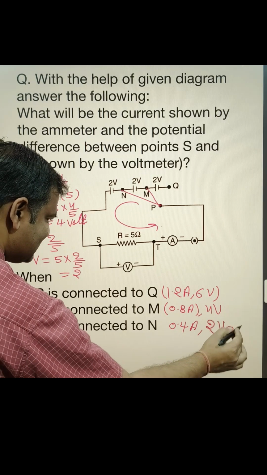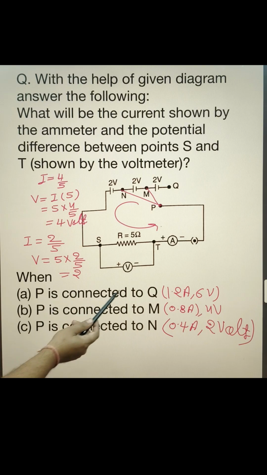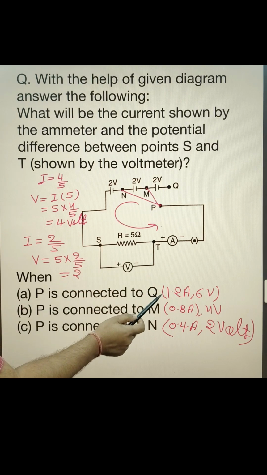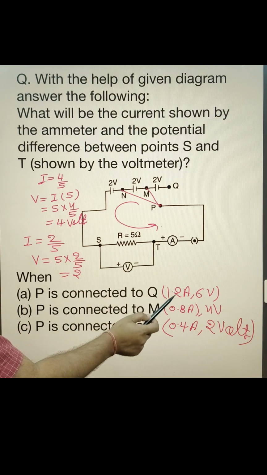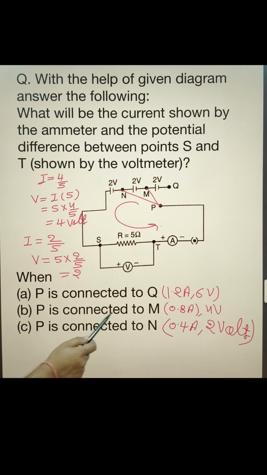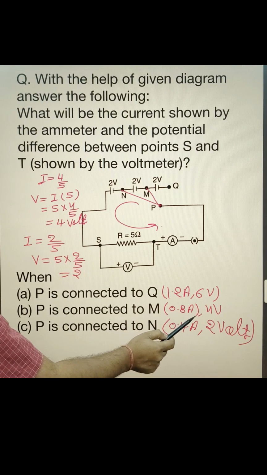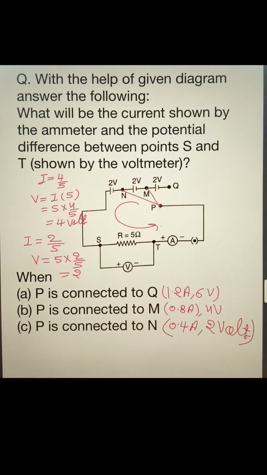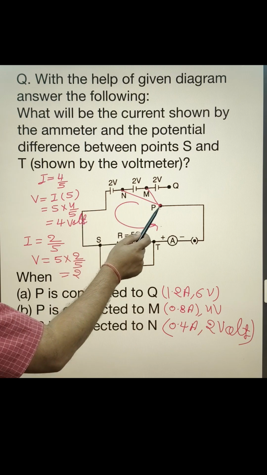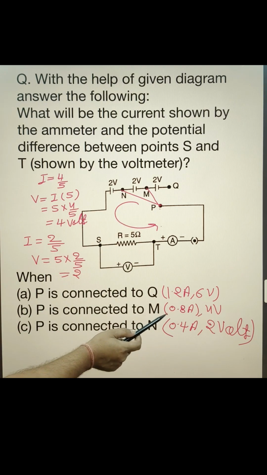Clear or not? So the final answer is represented like this. If P is connected to Q, we get ammeter reading 1.2 ampere and voltmeter reading 6 volt. After that, if P is connected to M, then ammeter reading 0.8 and voltmeter reading 4. And after that, if P is connected to N, then ammeter reading is 0.4 and voltmeter reading is 2 volt. Okay, make it.